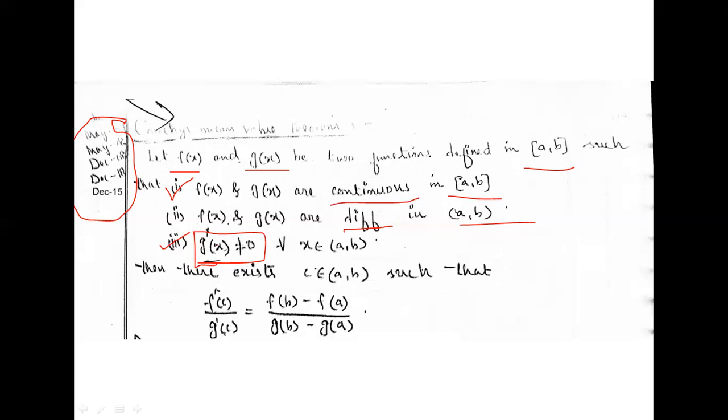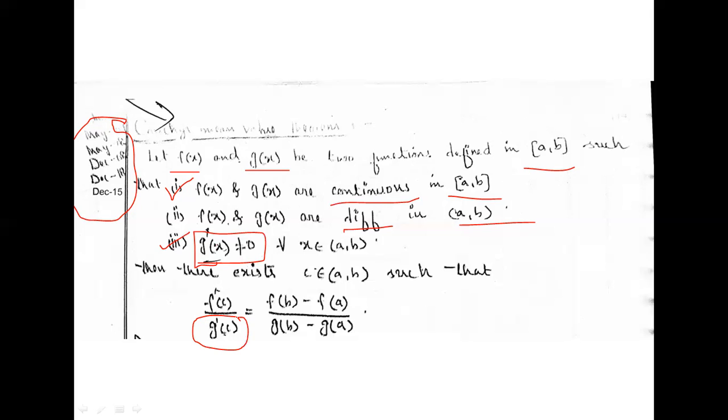For x belonging to the open interval a comma b, g dash of x must not be equal to 0. Why? Because g dash of x is in the denominator. If the denominator becomes 0, it will become undefined because 1 by 0 is undefined. Okay, these are the three conditions.